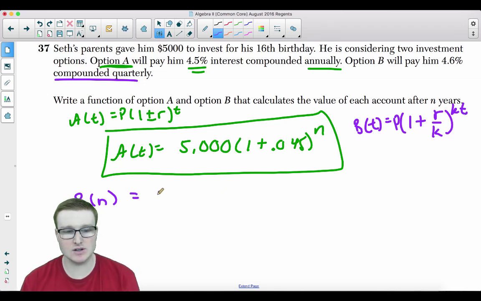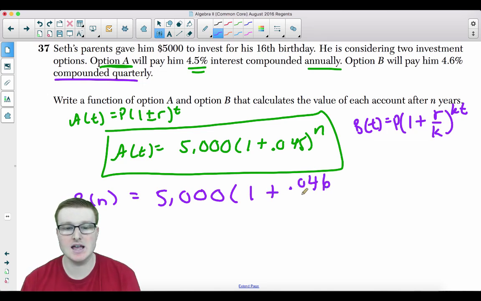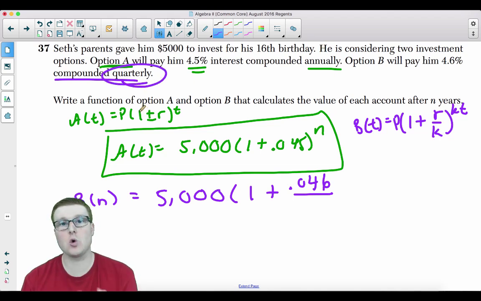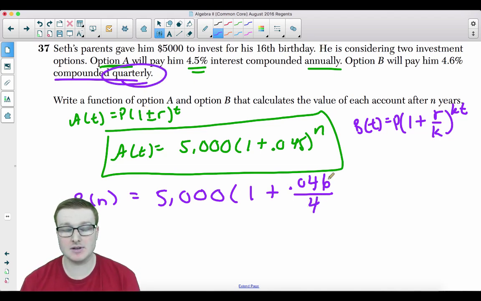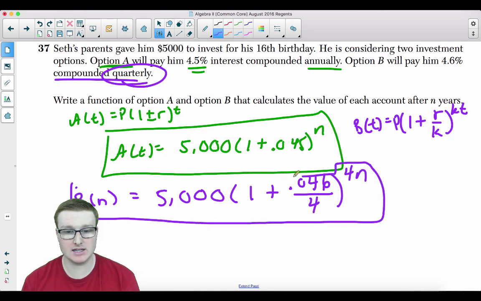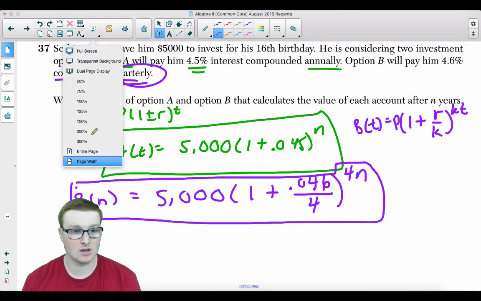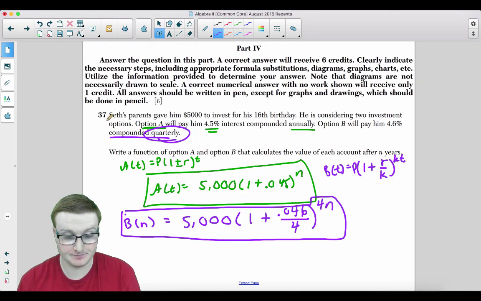So B of n is actually 5,000 times 1 plus the rate, which is 0.046, divided by the amount of compounds. Compounded quarterly, there's 4 quarters in a year, so they're compounding it by 4. That's 4 right there. Raised to the 4n. Okay? So these, ladies and gentlemen, are your 2 formulas that you need to get this question right. And that's how you do that part.